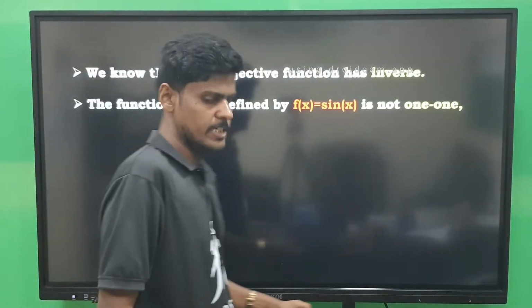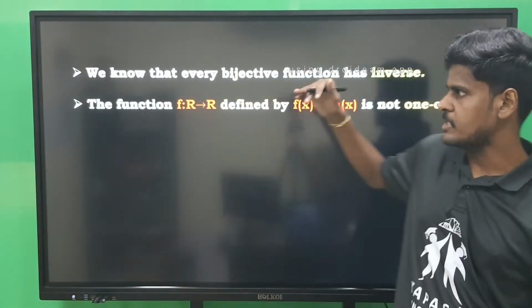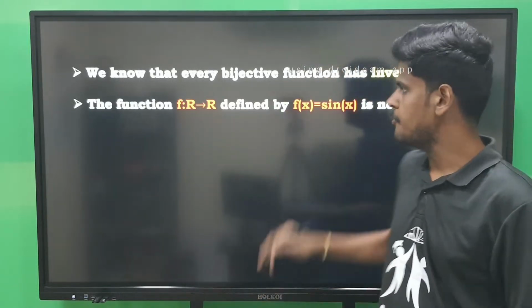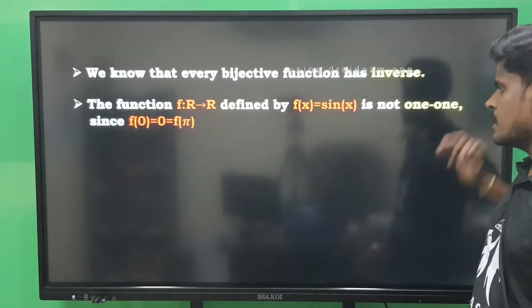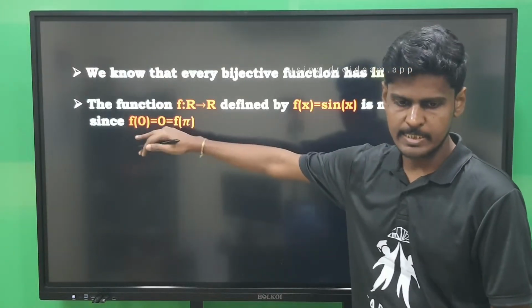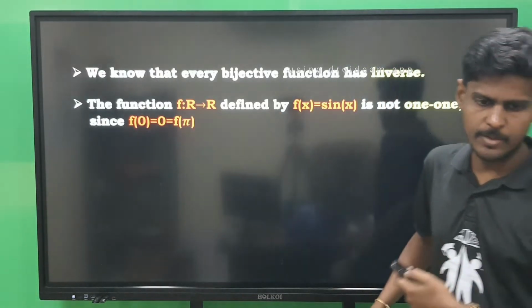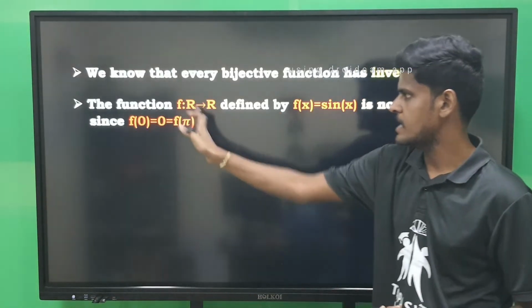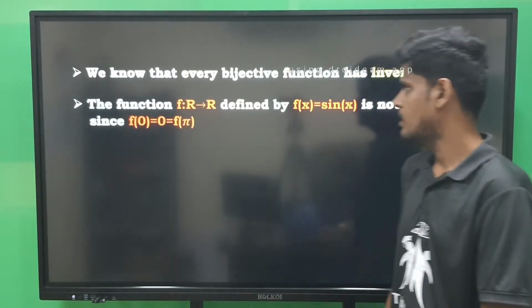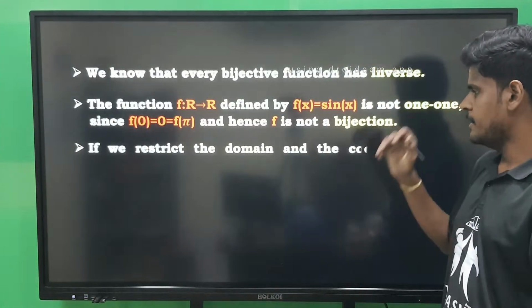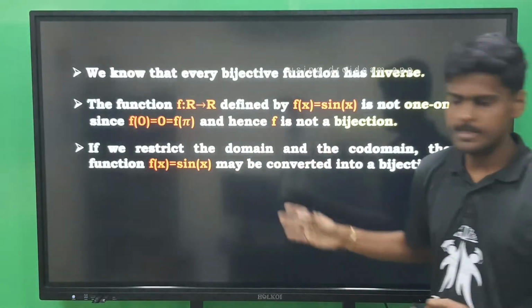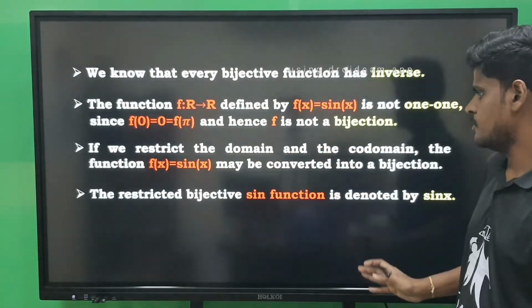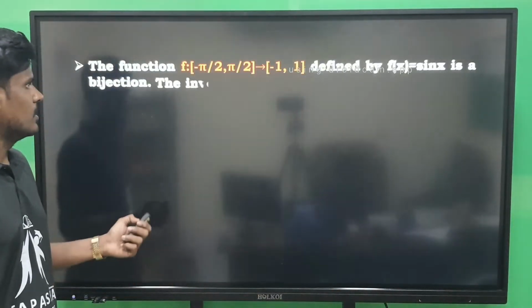So every bijective function has inverse, that means first for establishing inverse nature of function, we will discuss one by one. Sin x is not one-one, we have already discussed as f of 0 equal to f of pi equal to 0, that is sin 0 is 0, sin pi is 0. And f is not a bijection as this is a many to one function. So what we need to do is restrict the domain as well as range of this function, codomain of this function, and plot the curve.